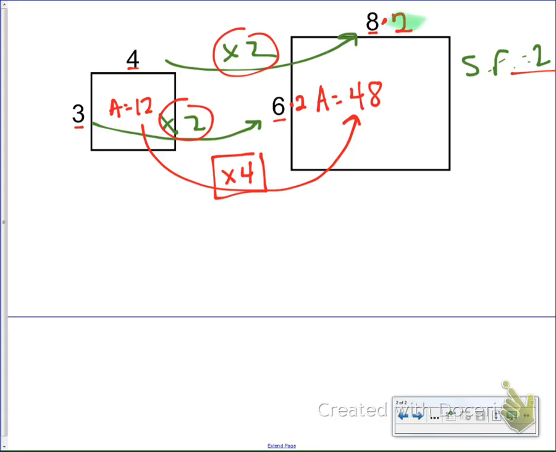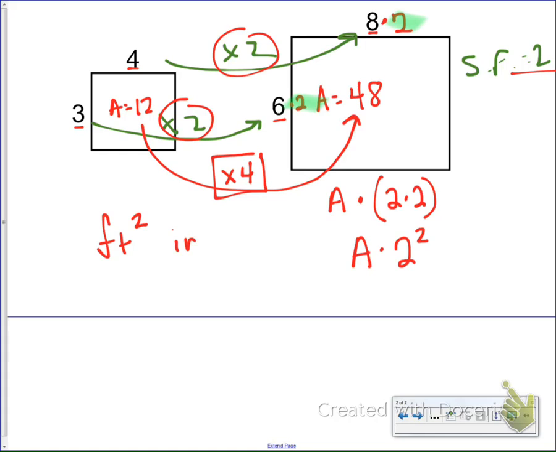So since I have both of these 2's, I'm really multiplying my area by 2 times 2, which is also 2 squared. A way to remember this is to think about how area measurements are in things like feet squared or inches squared. That square right there tells you to apply that to the scale factor.